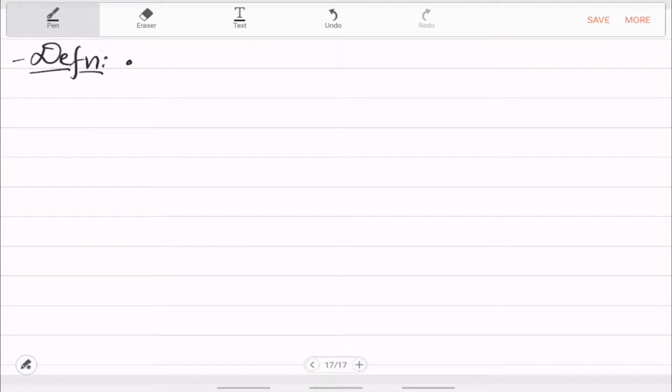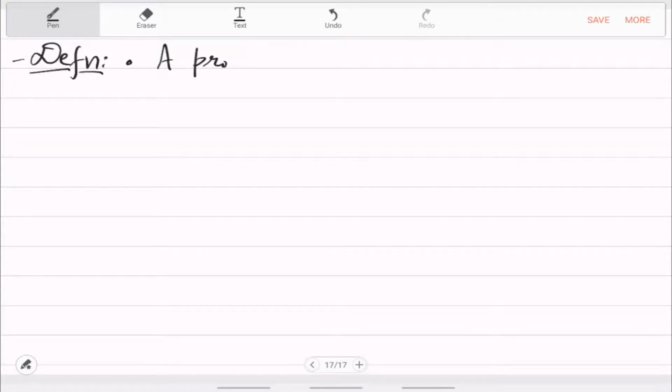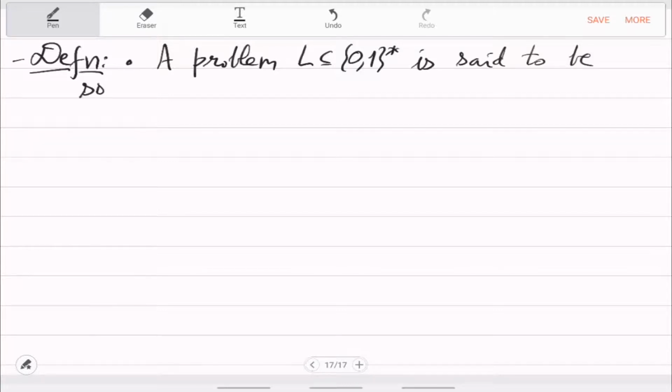Before that, we have to define what a problem is, and then we'll look at a collection of problems. So a problem in the Boolean circuit case is a language. It is said to be solved by a Boolean circuit.